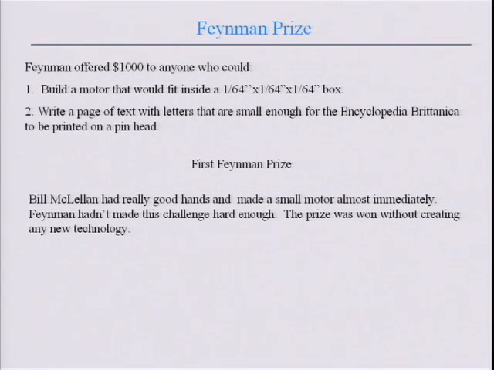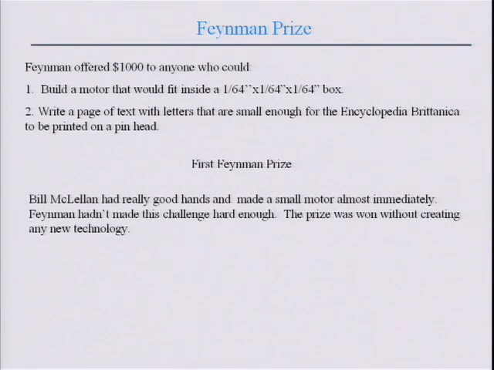So after he gave that speech, Feynman used his own money to set up two Feynman prizes. Anyone who can do one of these two things will win this prize. The first one, that was in 1959: anyone who can build a motor that will fit into the size of a 1/64 inch by 1/64 inch box. And the second one is anyone who can write a page of text with letters small enough for the Encyclopedia Britannica to be printed on a pinhead.